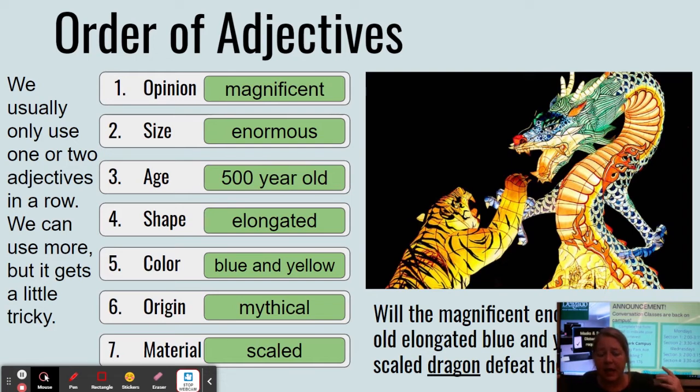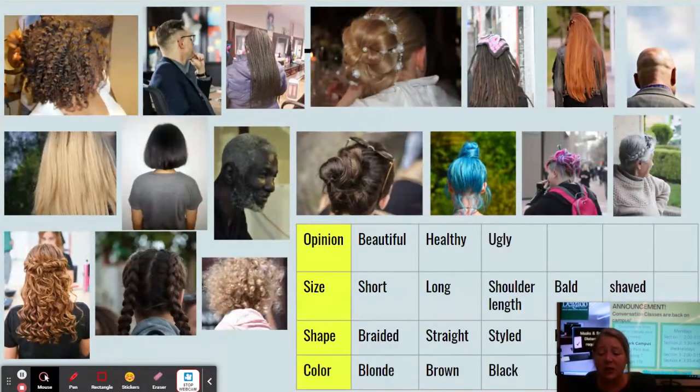Okay. As we're talking about adjectives, we will notice that there are 7 different types of adjectives: opinions, size, age, shape, color, origin, or material. It is not normal to use 7 adjectives in one sentence. Usually we use maybe 2 adjectives, sometimes 3 adjectives. When you use more than one adjective, you do want to try to keep them in order. It's not an all the time rule. It's a most of the time rule, right?